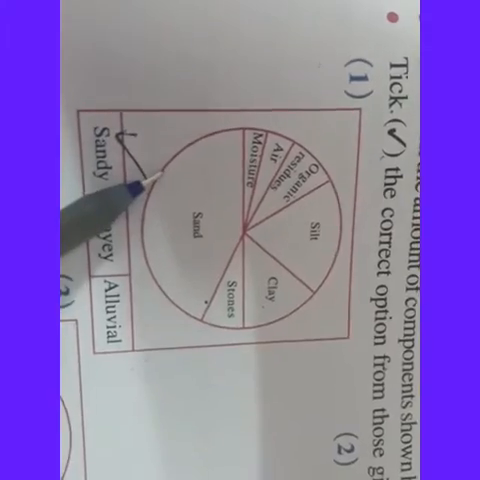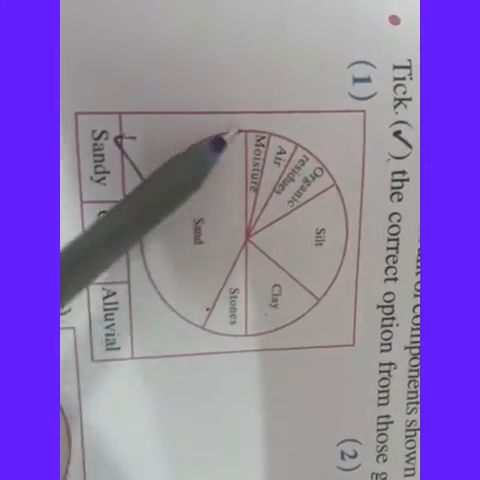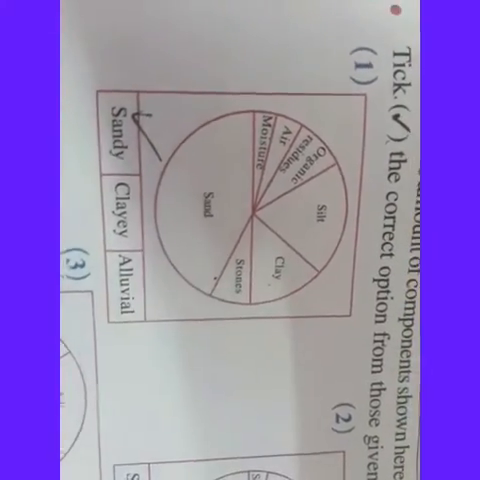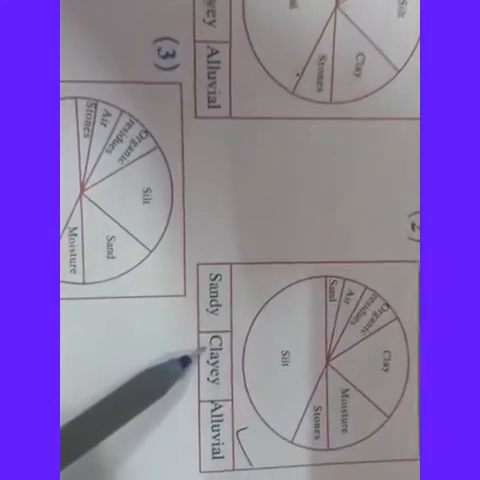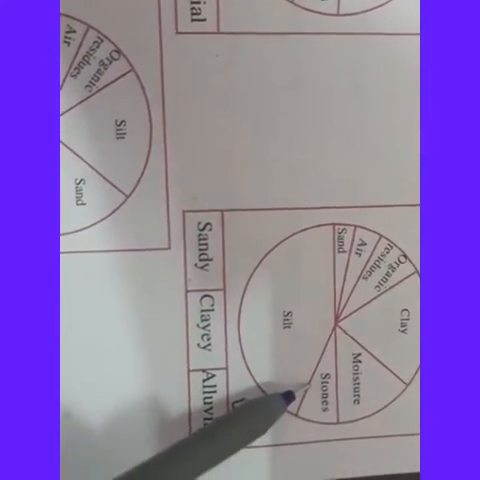So you have to tick it in the sandy soil and you have to color this with different colors. ये जितना भी ये तीनों diagrams दिए हुए हैं उनको आपको अलग अलग कलर से आपको कलर भी करना है. Now next is in this you can say the silt is there, more silt is there, then you can see stones are there, moisture is there. Moisture means the water content that is present in the soil.